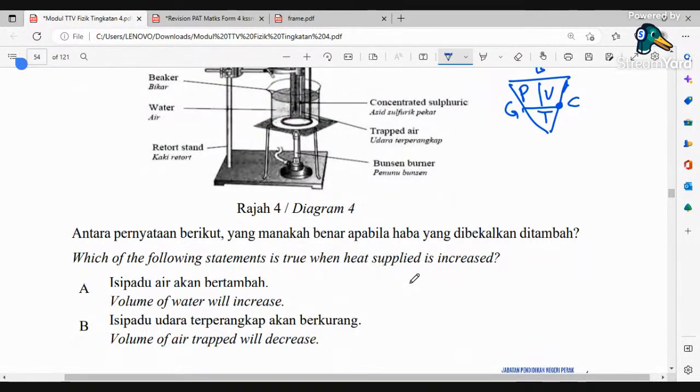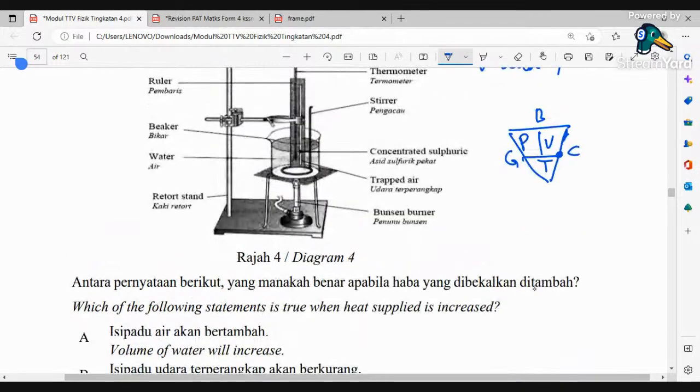Okay, which of the following statements is true when heat supply is increased? Okay, so V is directly proportional to T. So if the heat supply increases, the temperature will increase. So the volume of the gas increases, or we can say the length of trapped air increases.